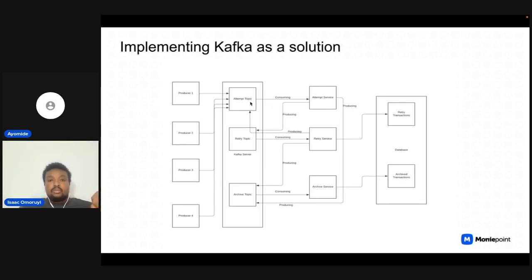Now back to the attempt topic. What the attempt service does is it consumes from the attempt topic, right? Then it makes a call to the URL that has been provided for that particular transaction. When it makes the call, it could be that that particular transaction is not meant to be processed at that point in time.